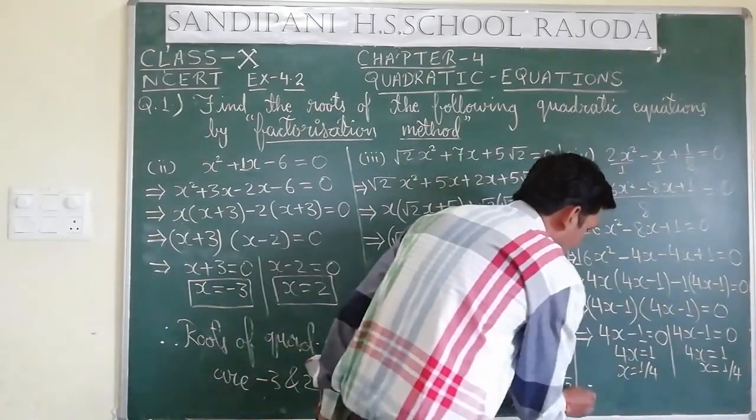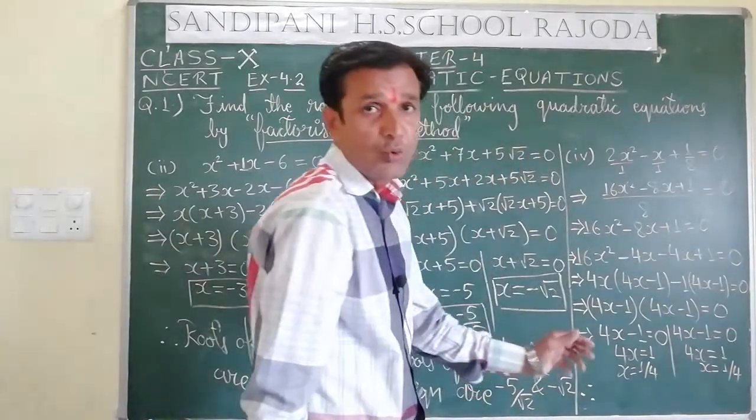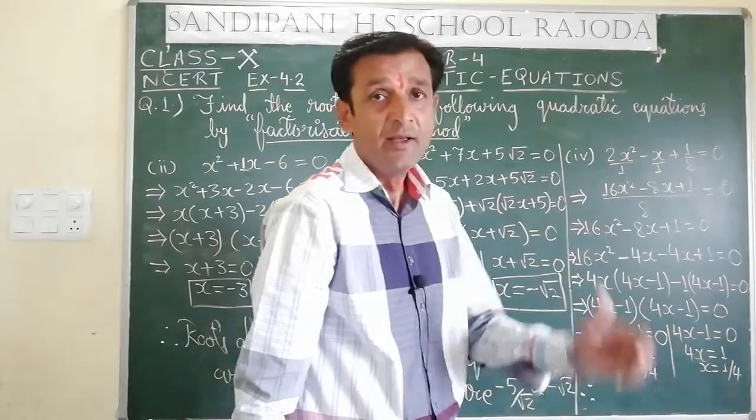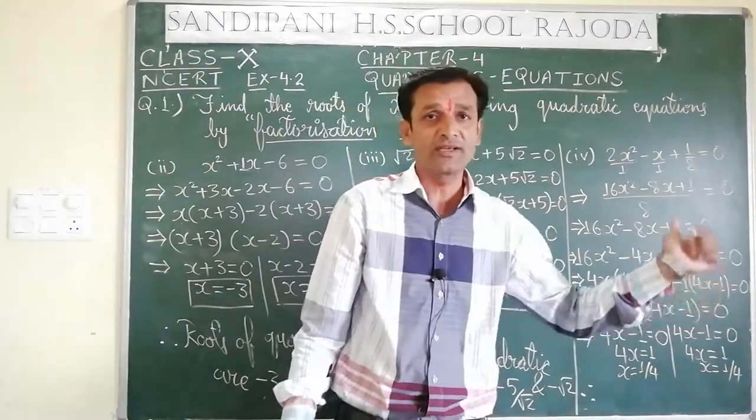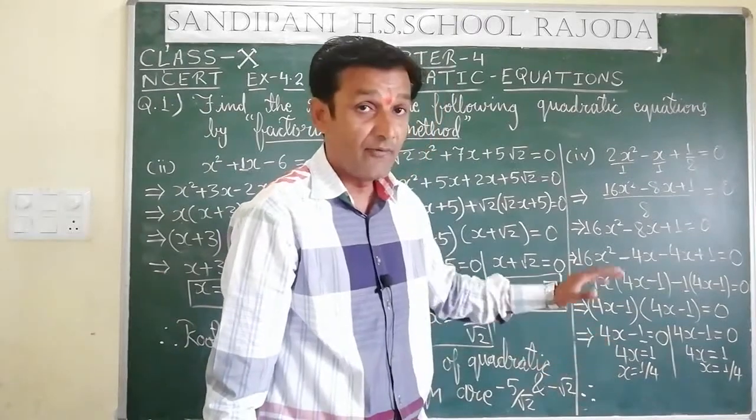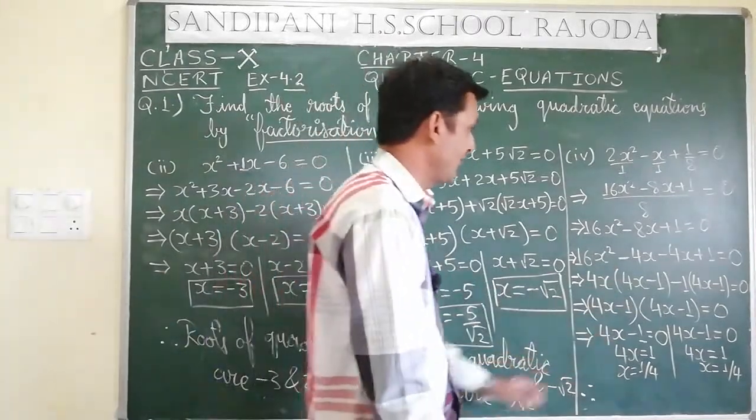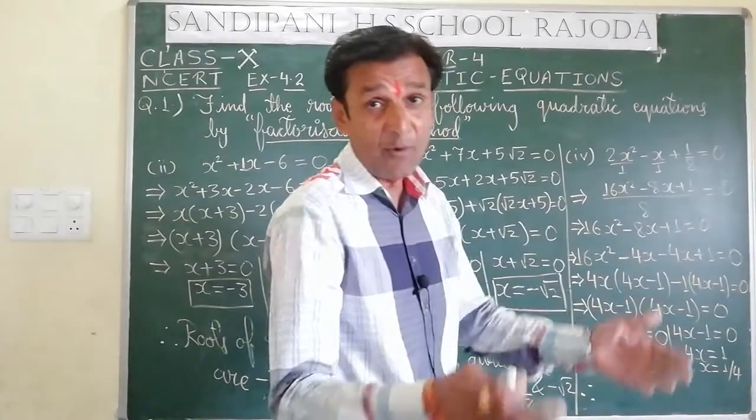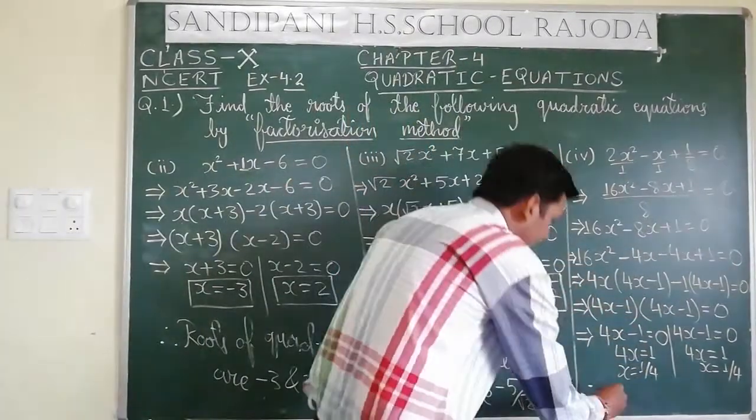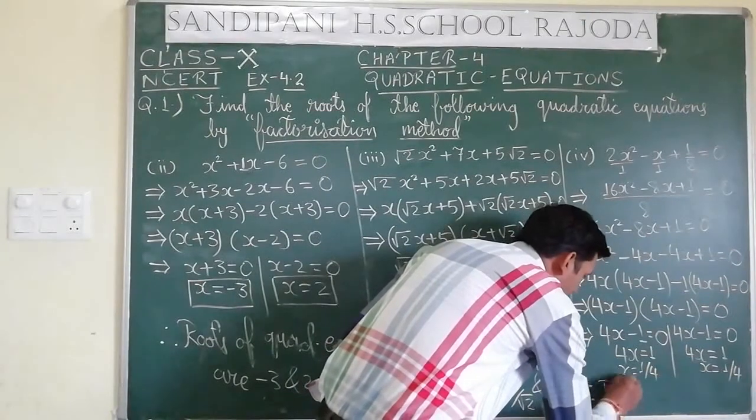Therefore, here you have to mention both roots are 1 by 4 only, because we are having both values same. That's why we have to mention this thing. Both roots are 1 by 4. It is well clear that it may be possible that you are having both the roots equal.